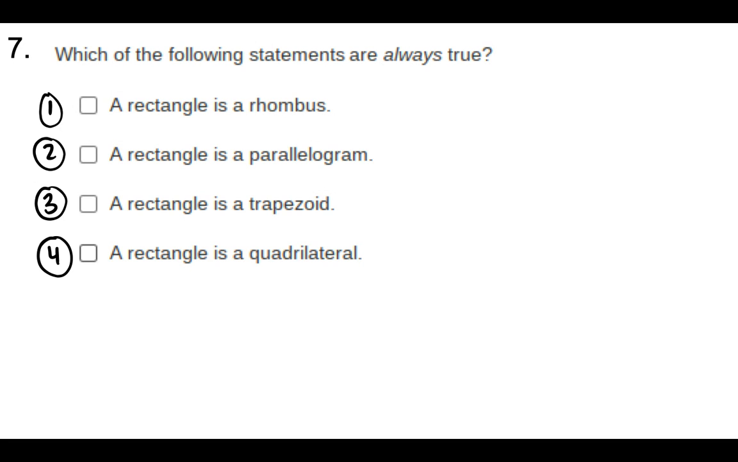So I'm using my chart, and what my chart says is a rectangle is a rhombus. Well, a rectangle is not a rhombus because if I'm looking at my flow chart, rhombus is not above rectangle. So I know that this is false. A rectangle is a parallelogram. Well, I see that a rectangle does come from a parallelogram. So that's true. A rectangle is a trapezoid. That is false. They are not connected in the lines. A rectangle is a quadrilateral. Yes, a rectangle is connected to the quadrilateral line. So therefore, those are true. So the ones that are always true are 2 and 4.